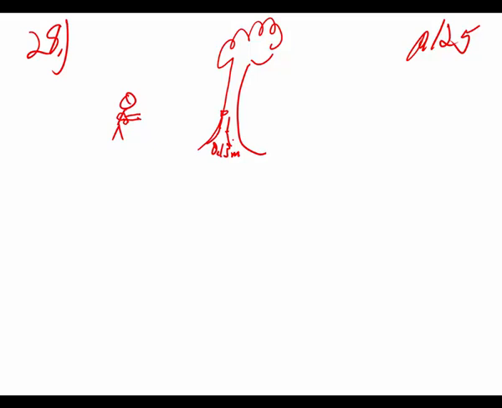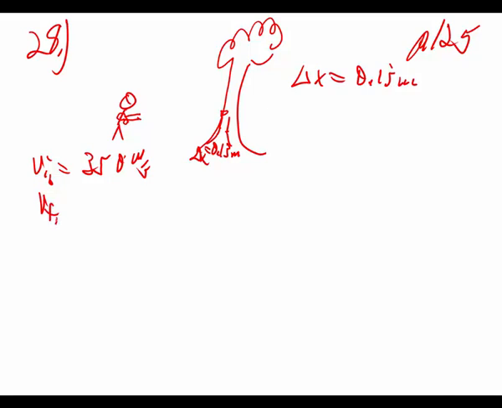That depth right there, so that is what? Delta X. So delta X is 0.13 meters. The initial velocity of the bullet is what? 350 meters per second. What's the final velocity of the bullet? 0. Very good, 0 meters per second. The bullet has a mass.